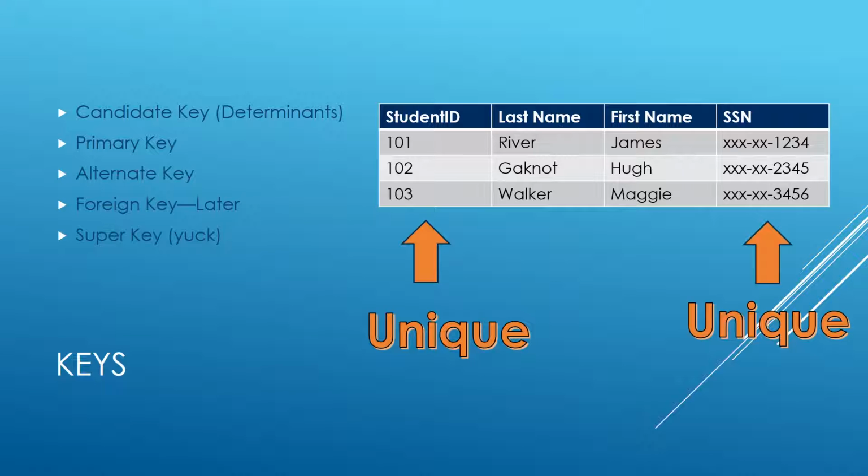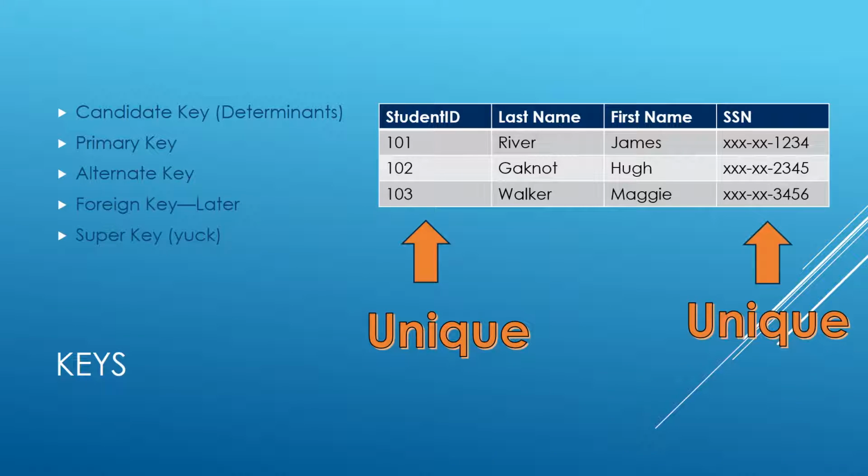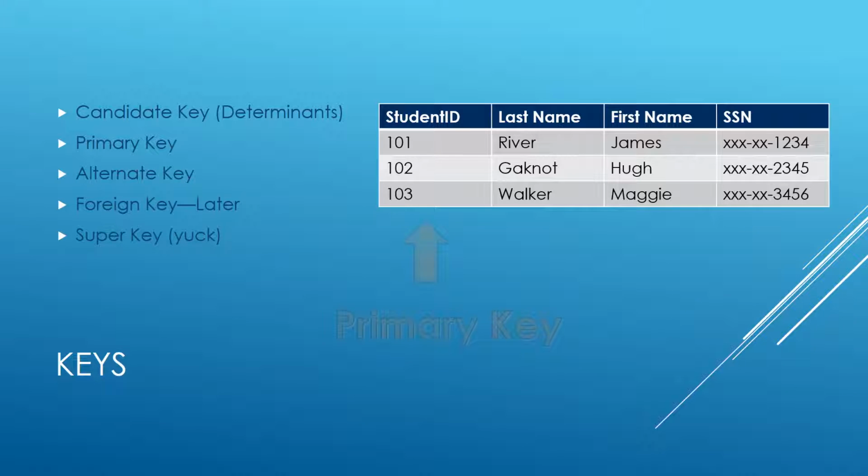From the collection of candidate keys, one is chosen as the primary key. Because SSN is a highly sensitive attribute, we will not use it as the primary key. Instead, we will use student ID. Thus, while both are candidate keys, only one, in this case the student ID, is the primary key.